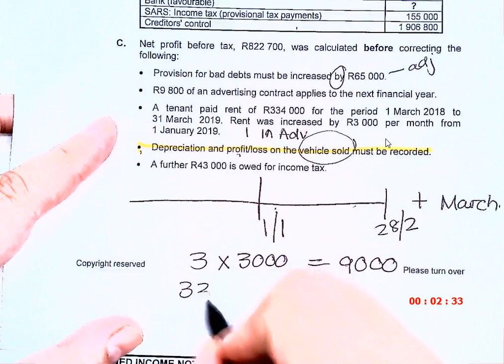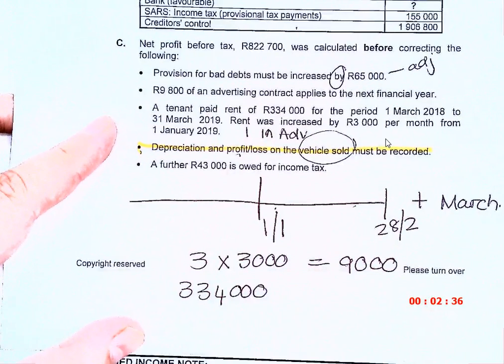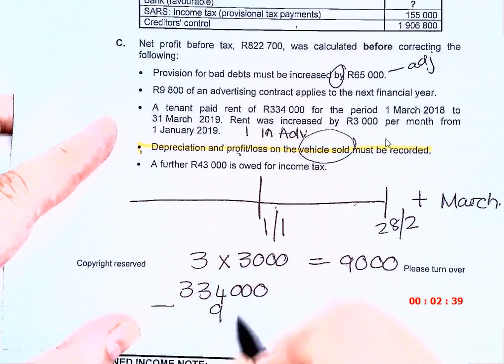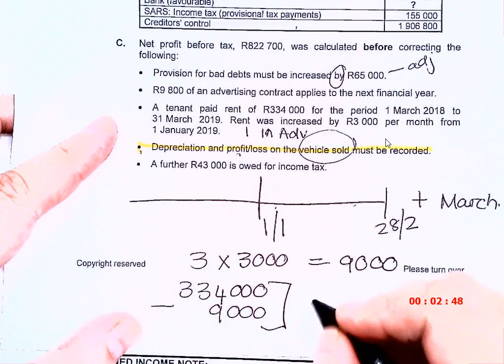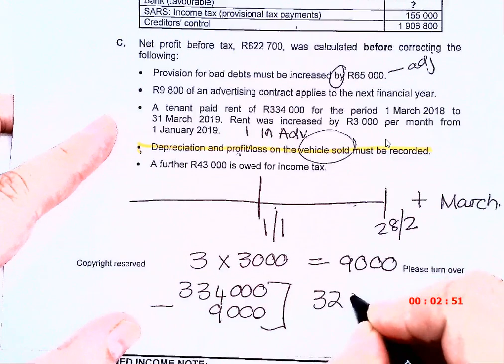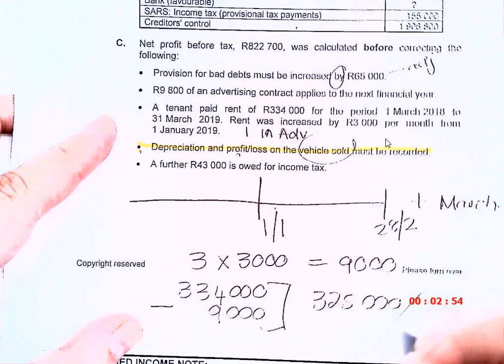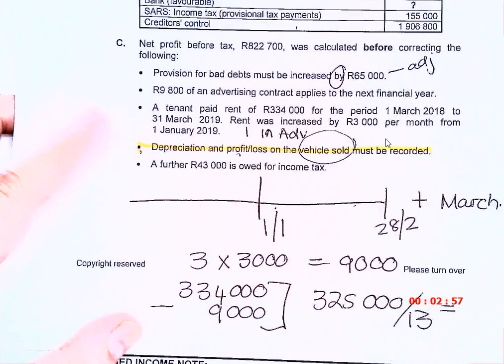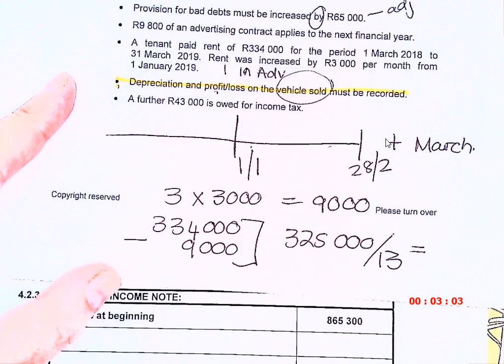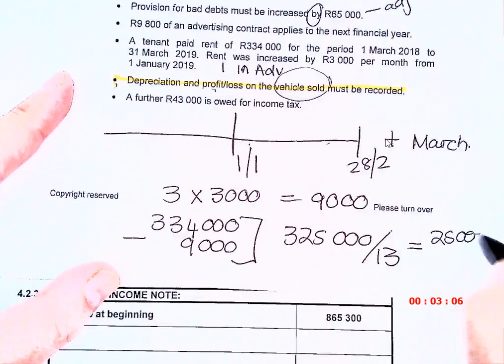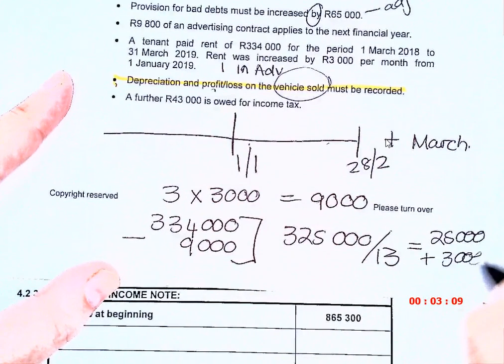Okay? So now if I take that 334 and I subtract the 9,000, I will get how much would I have gotten if there weren't an increase. Okay? So that gives me 325. And the 325 I divide by 13, and then I get the rent before the increase. And how much is that? 25,000. And that 25,000, I know for March the guy paid me 3,000 extra, and that's how I get to 28.